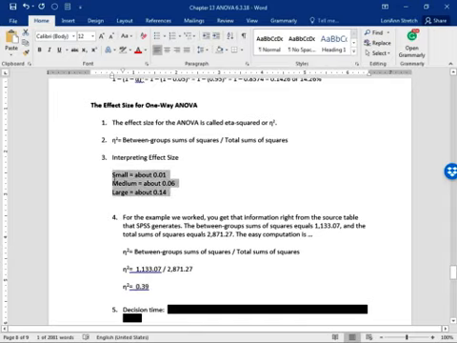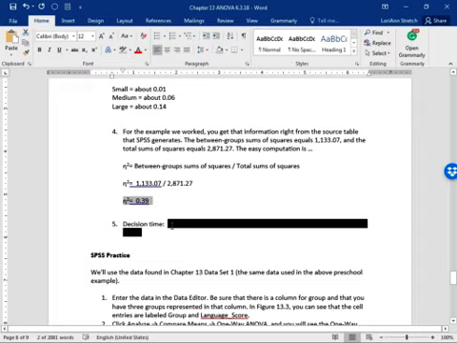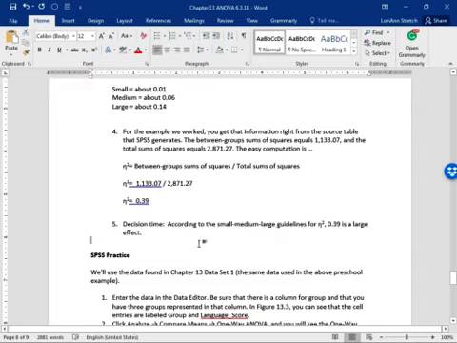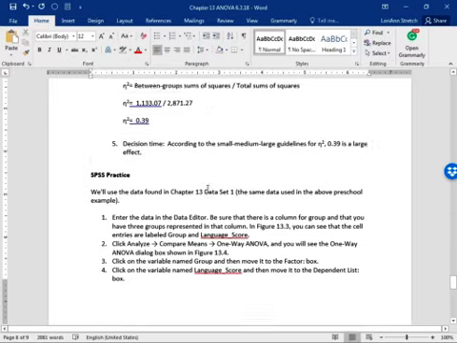Now I'm going to use this chart right here to determine what that means. And if I look, okay, if it's 0.01 to 0.05, then it's going to be small. If it's 0.06 to 0.013, then it's going to be a medium. If it's 0.14 or higher, it's going to be large. So this is saying this is a large effect size. This is something that we need to pay attention to. So in this particular case, we're going to say according to the small medium guidelines for eta squared, 0.39 is a large effect. So that means that there's something here. We should be curious about this.